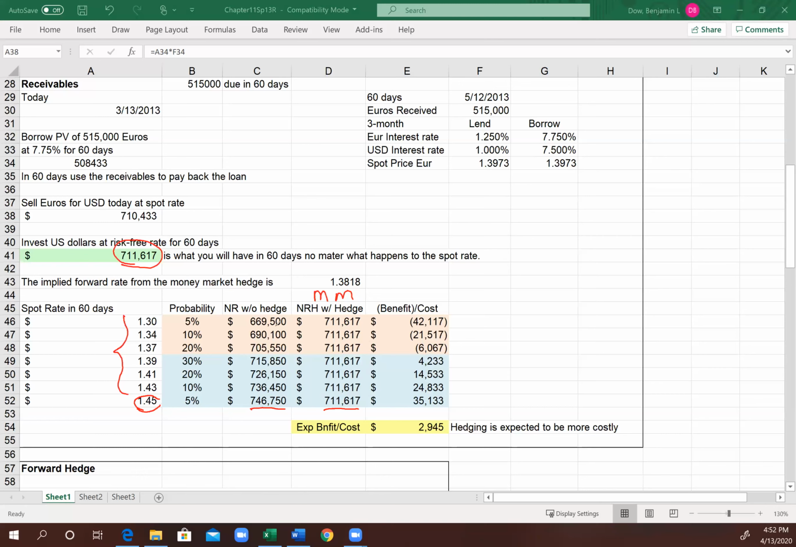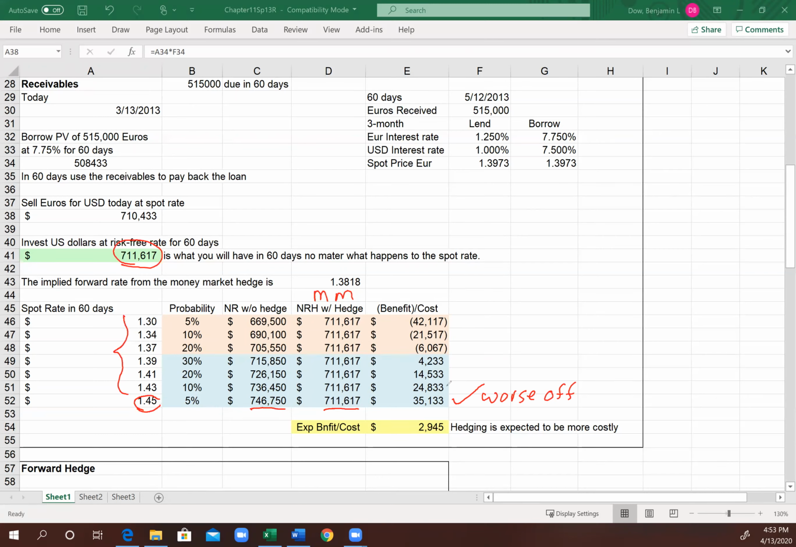So if we look at the difference between not hedging and hedging, and we subtract this difference, we get something called a cost-benefit analysis. And so we can see if we decided to hedge and the euro strengthened, then we'd be worse off in hindsight by about $35,000 if it strengthened to $1.45.